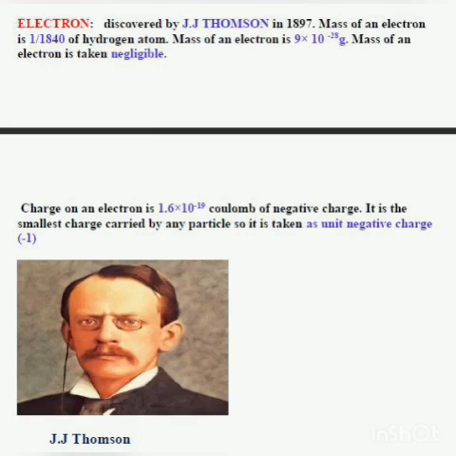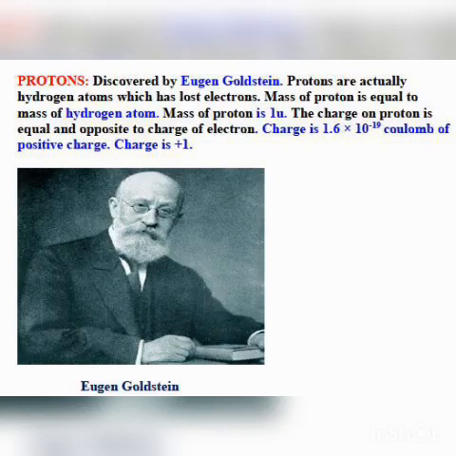Now, this is a picture of J.J. Thomson. Now we come to protons. Proton is another subatomic particle of an atom, and this proton was discovered by Goldstein. Protons are actually hydrogen atom which has lost electrons. Okay. Now you know in an atom subatomic particles are present, that is electrons, protons and neutrons. Now hydrogen atom also has these 3 subatomic particles. Which 3 subatomic particles? That is protons, electrons and neutrons.